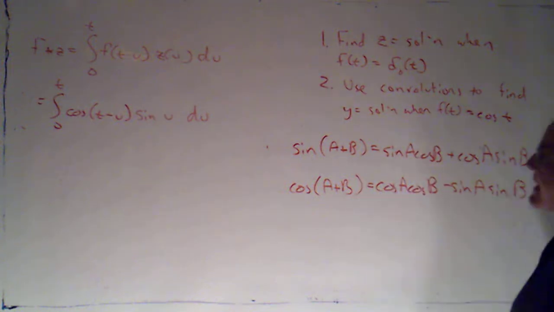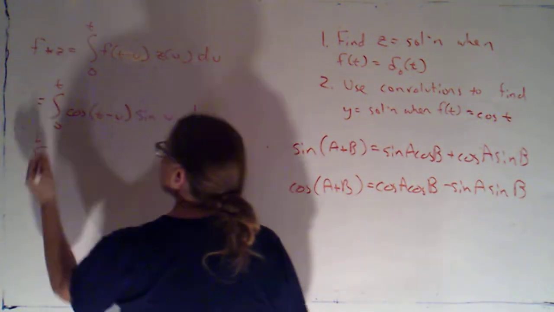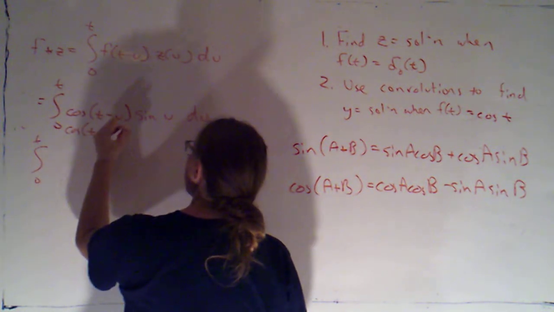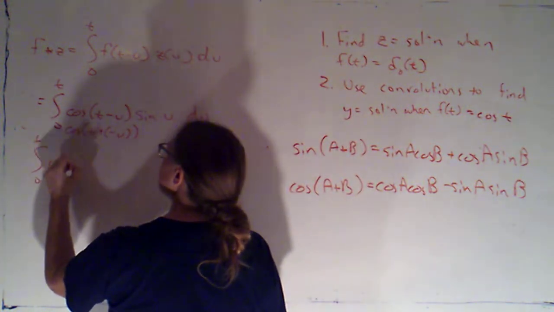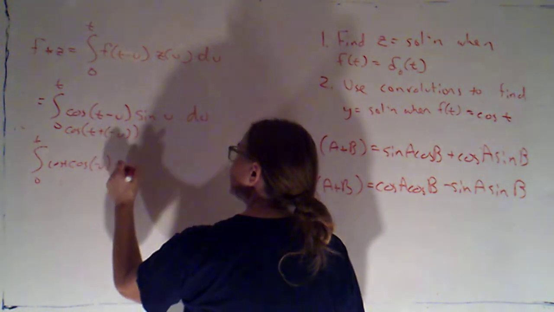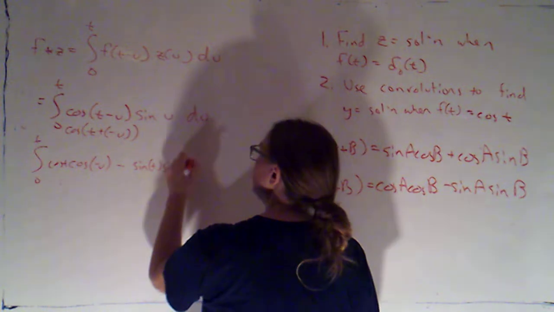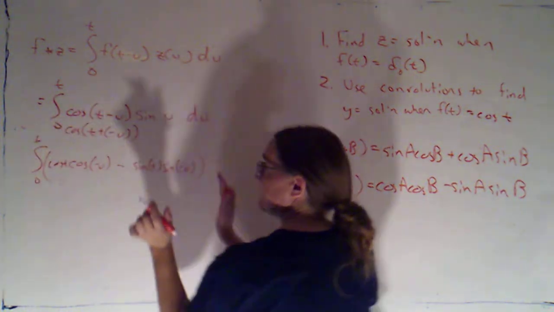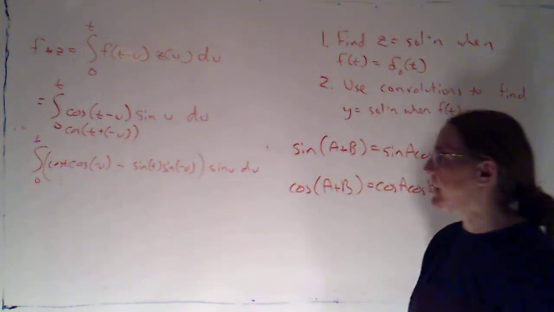So how does that help me out here? Well, I can think of this as cosine of t plus a negative u. So that's going to be cosine of t times cosine of negative u, minus sine of t times sine of negative u. And all of that, which was cosine of t minus u, is times sine u, and then we've got to integrate.